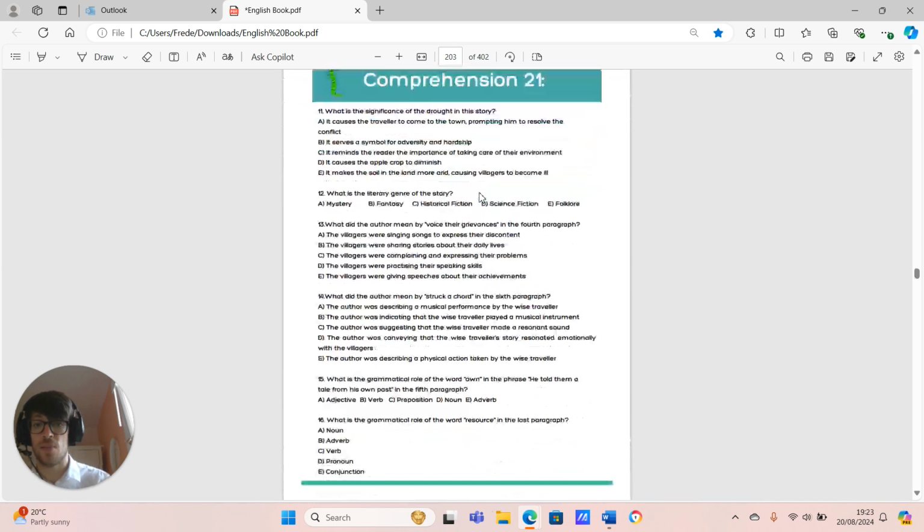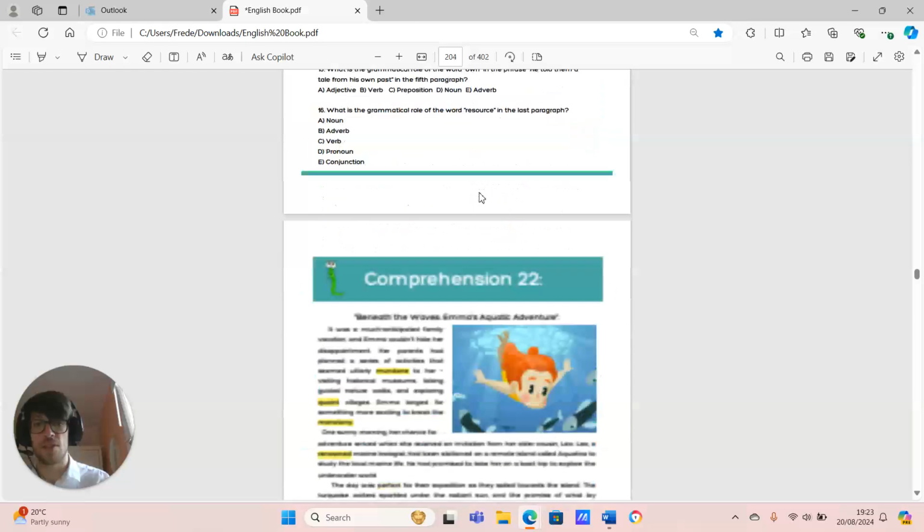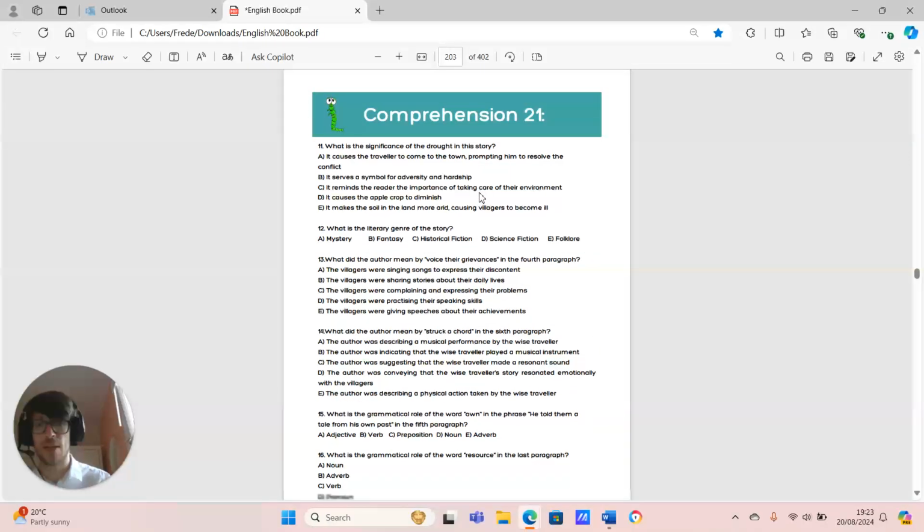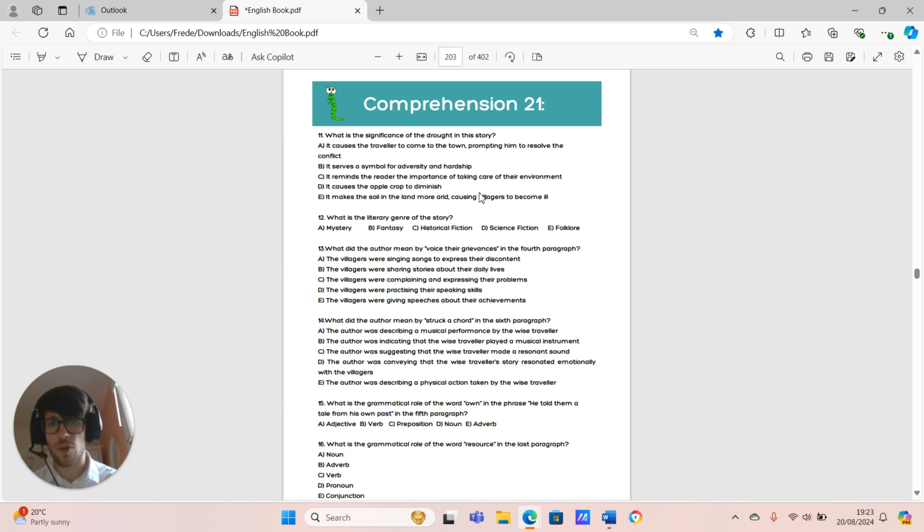Right. Last page of questions here. We've done that one already. We're ticking them off, guys. So, 11. What is the significance of the drought in this story? Now this, it's asking you for a bit more of an inference here, a bit more of a deduction. When we talk about the structuring of a narrative, what does the drought do? It's a point of tension, isn't it?